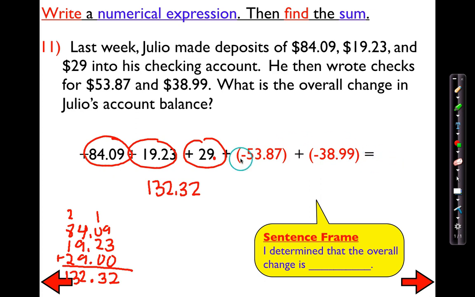Okay. And then we have some checks. So those are negative. So I'm going to go ahead and combine to see how many negatives there are. There is $53.87, and then there's $38.99. So I'm going to go ahead and add them.